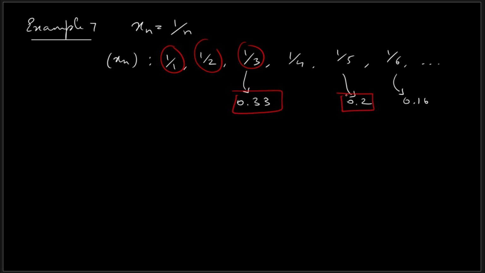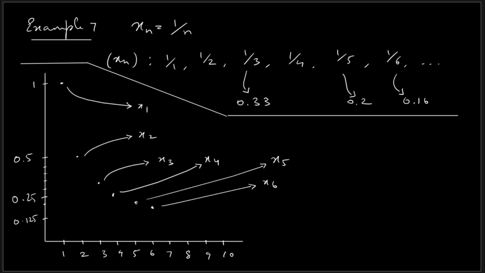And 1 by 3 is approximately 0.33. 1 by 5 is 0.2. 1 by 6 is approximately 0.16. Now this is the sequence that is formed. So we plot 1 comma 1, right?